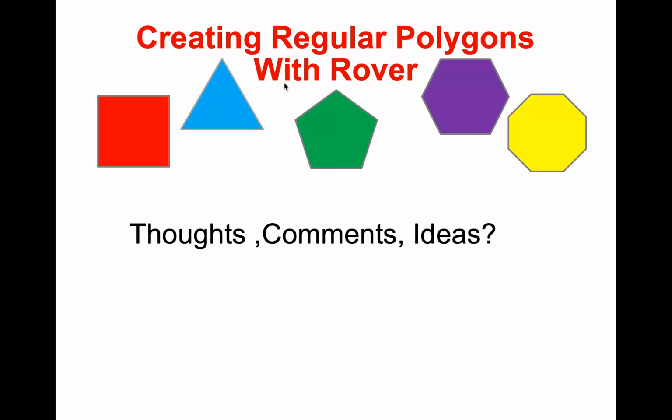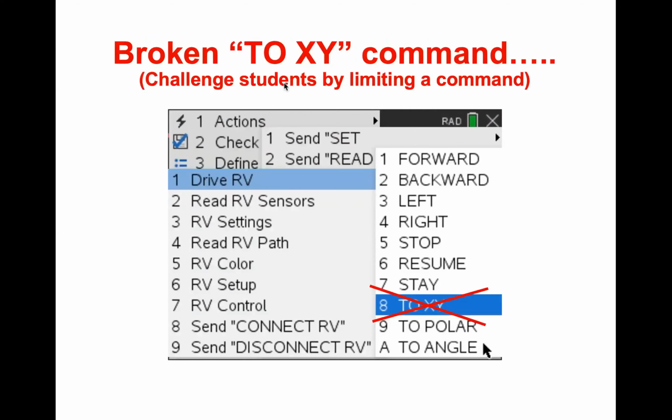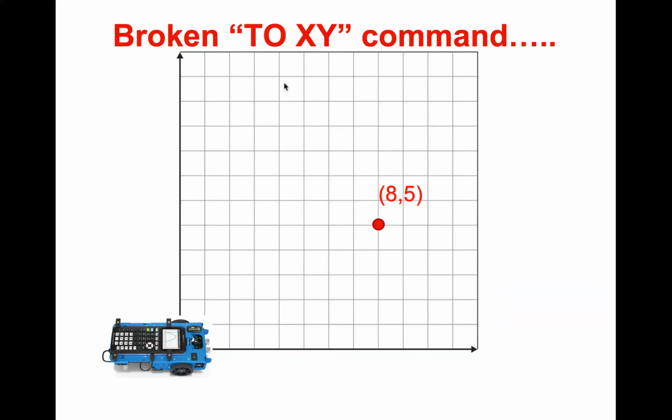So this next activity, which is brand new, we just came up with it. I'll discuss what this command is on the rover, 2xy, and it might be self-explanatory, but it's going to send the rover to a coordinate. So if you say 2xy and then put 8 space 5 in the code, the rover will drive to the point 8, 5.